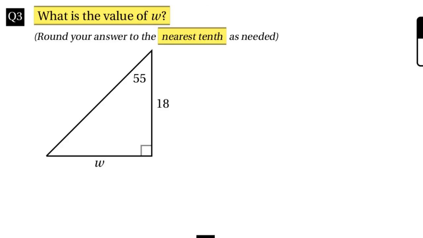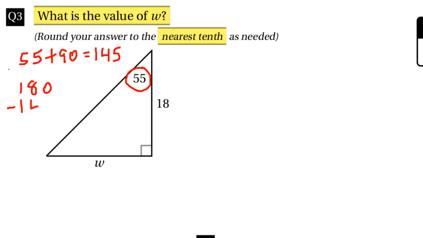For this problem, the second solution is to take a look at 55 right here and realize that that's not in the slope angle position, but we know that all three angles of a triangle have to add up to 180 degrees. So if we take a look here, we know that 55 plus 90 is going to equal 145 degrees. We know that if we need 180 and we subtract the 145 that we already see in the drawing, that this is going to give us a grand total of 35 degrees for the remainder of this corner right here.